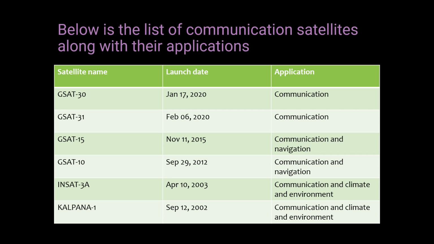Below is the list of communication satellites along with their applications. Here we can see the satellite name, launch date, and applications. GSAT 30, launch date January 17, 2020, application is communication. Another satellite is GSAT 31, launch date February 6, 2020, its application is also communication.